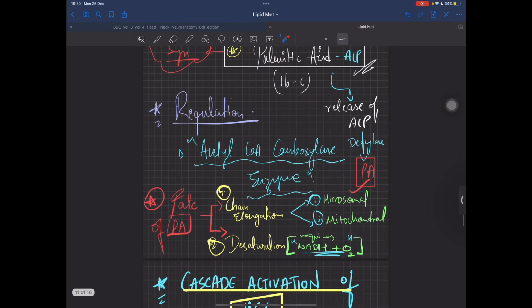Now, coming to the regulation, the acetyl CoA carboxylase enzyme is regulated, and it is the rate limiting step. It is stimulated by insulin and inhibited by insulin antagonists.